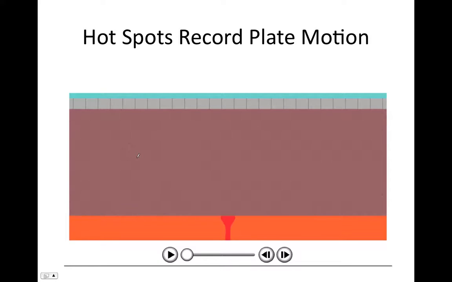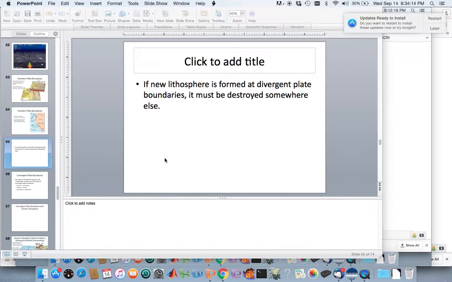We have an animation that shows us this process.